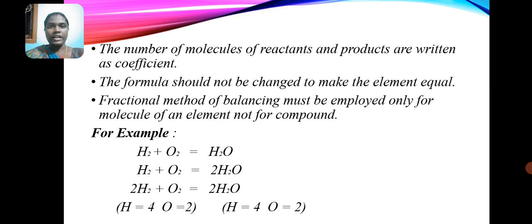For example, H2 plus O2 gives H2O. Then we have to balance it. H2 plus O2 gives 2H2O. On this side hydrogen has 4, but on the left hand side hydrogen has only 2. So we have to add 2 before the H2. So it becomes 2H2 plus O2 gives 2H2O. Now the left hand side is equal to the right hand side. Here hydrogen is 4 and oxygen is 2. On the right hand side hydrogen is 4 and oxygen is 2. This is how we balance a chemical equation.